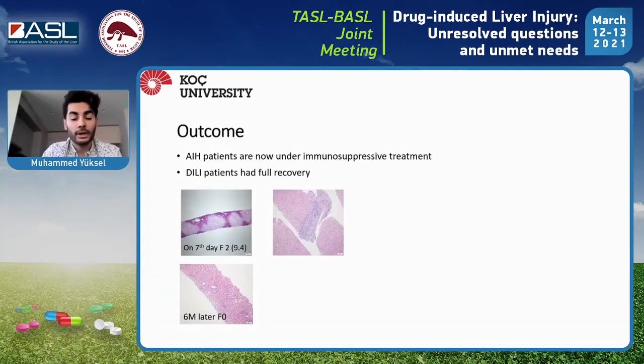Regarding the outcome, autoimmune hepatitis patients are under immunosuppressive treatment, as they should be. And for DILI, we had a full recovery of all our 3 patients after stopping the hepatotoxic drug. And so they didn't require any liver transplantation.